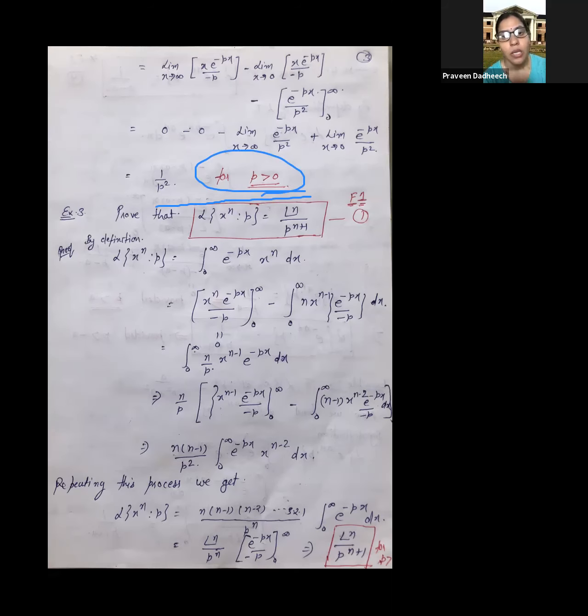Now we can prove successively that the Laplace transformation of the function f(x) = x to the power n is gamma n plus 1 over p to the power n plus 1. Either we can say gamma n plus 1 equals factorial n, so you can write the answer as factorial n over p to the power n plus 1.